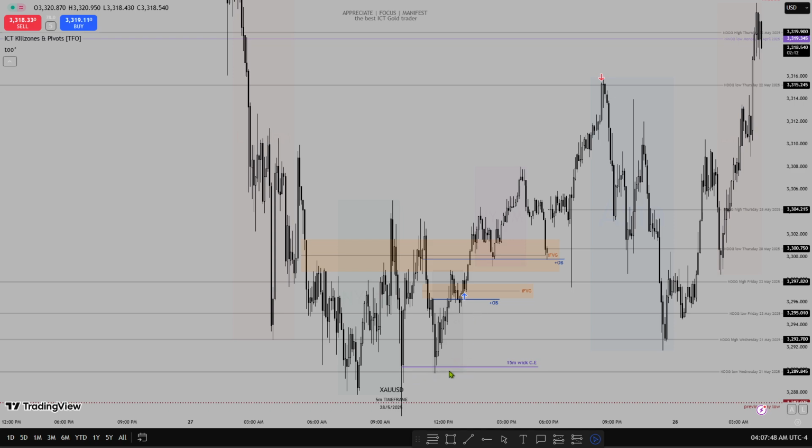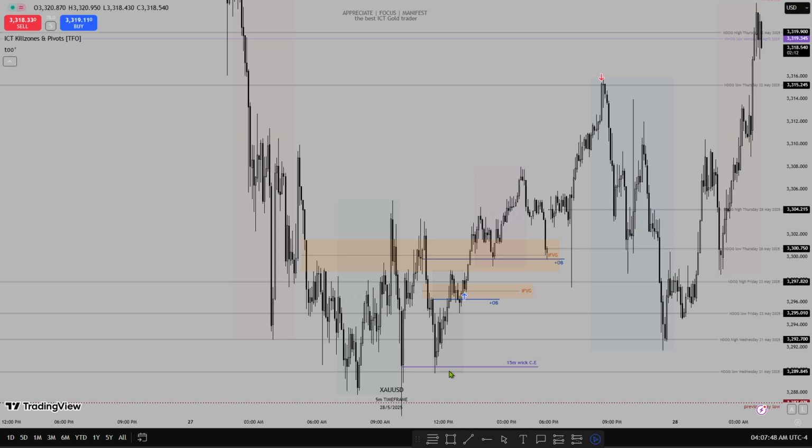And also, on top of that, for session confluences, lunch order blocks are also significant if lunch traded to a relevant PDRA, and we had a change in state of delivery, then yeah.